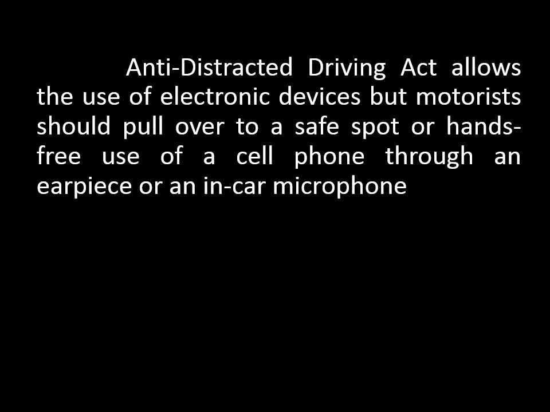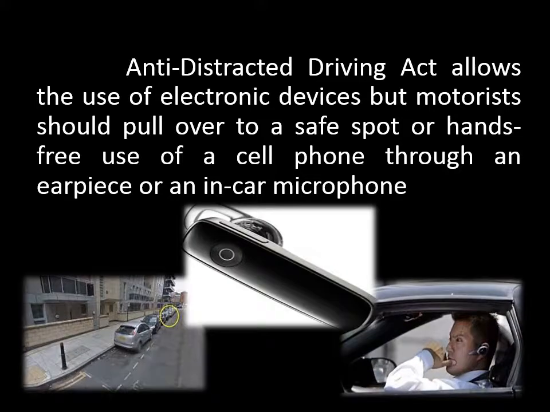Even though RA 10913, the Anti-Distracted Driving Act, prohibits the use of mobile phones while driving, it allows the use of electronic devices if motorists pull over to a safe spot or use a cell phone hands-free through an earpiece or an in-car microphone. Pulling over to a safe spot is sometimes not a good choice for motorists who are on a narrow lane road or in a hurry, so some of them who can avail hands-free devices like headsets, stereo headsets, or a car with in-car headsets powered by Bluetooth use them to accept calls, but these devices are costly and battery inefficient for smartphones.